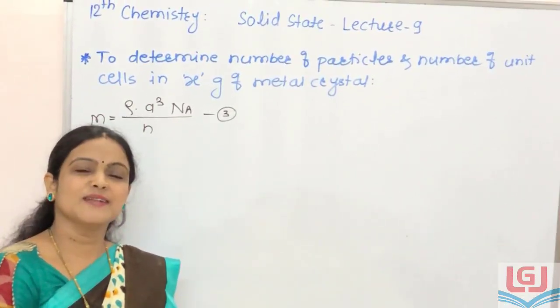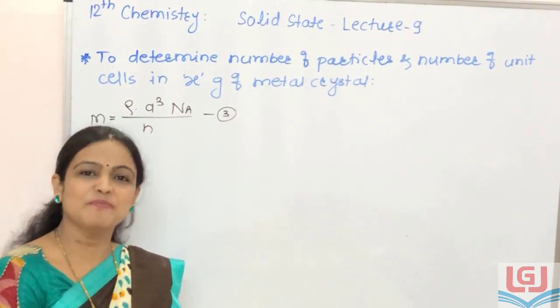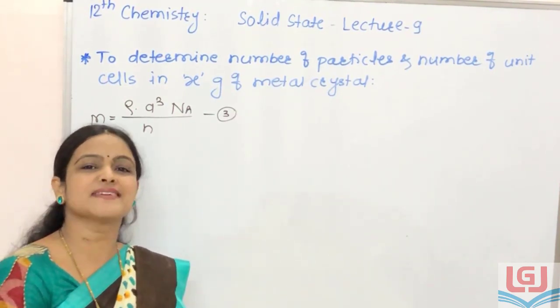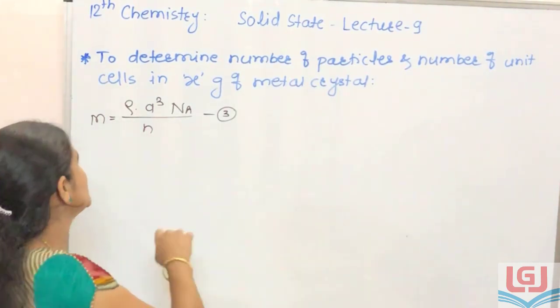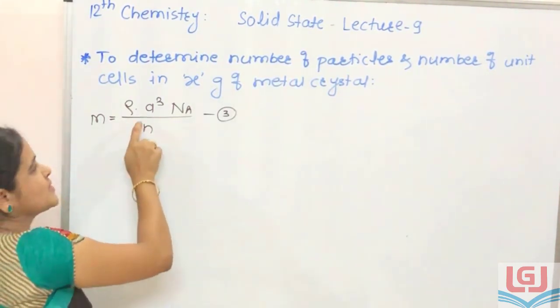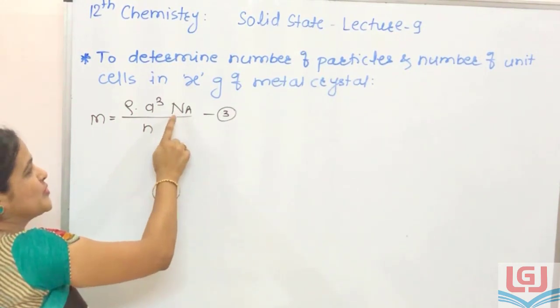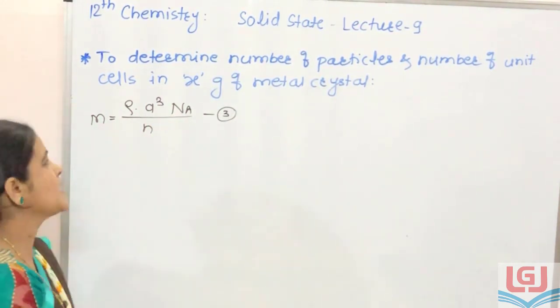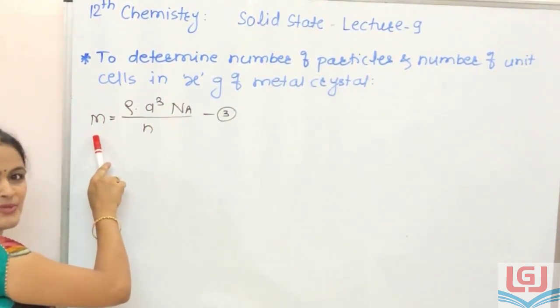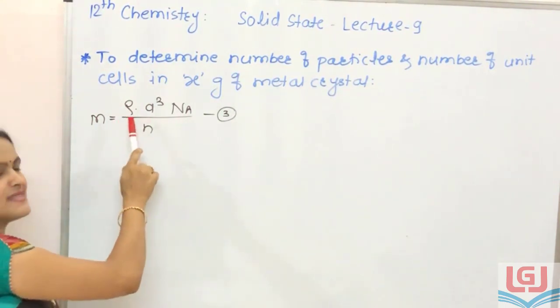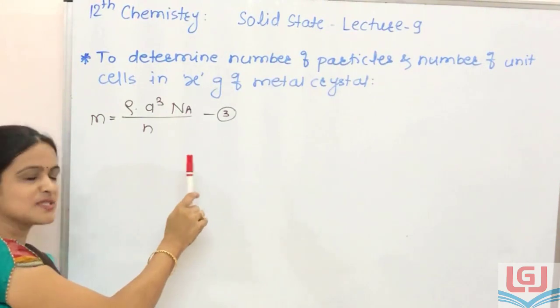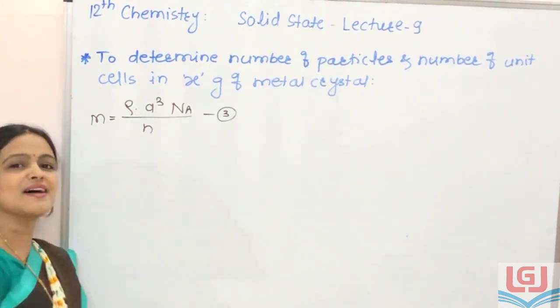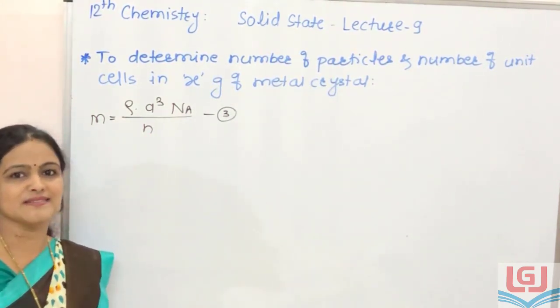Now we determine the number of particles and number of unit cells in x gram of metal crystal. From equation 3, that is molar mass M is equal to rho into a cube into Na upon n, where M is the molar mass of substance, rho is the density, a cube is volume, Na is Avogadro's number and n are number of particles.